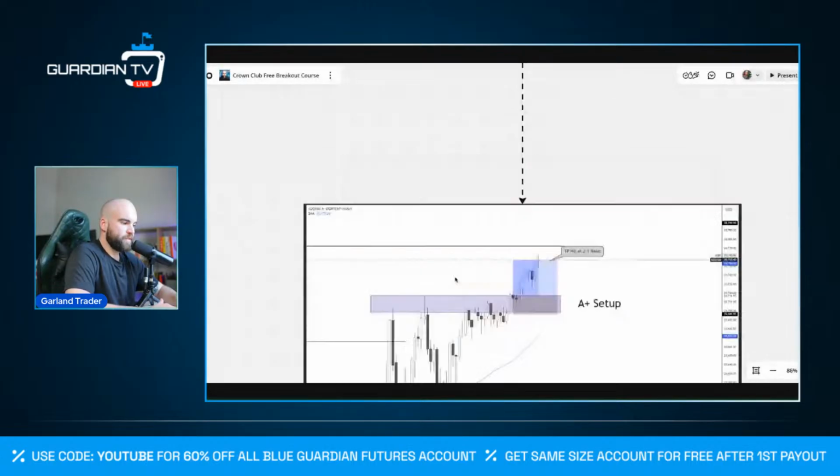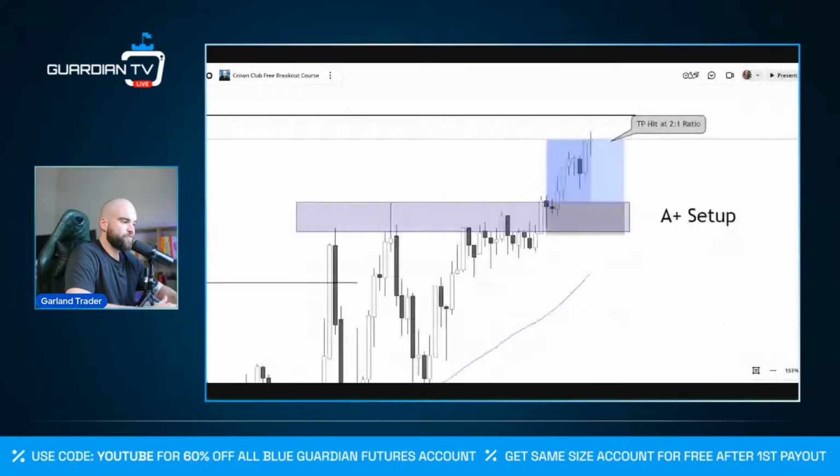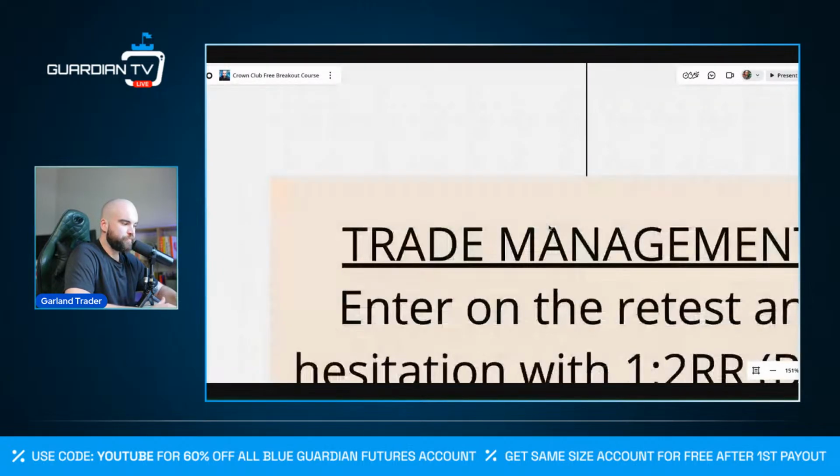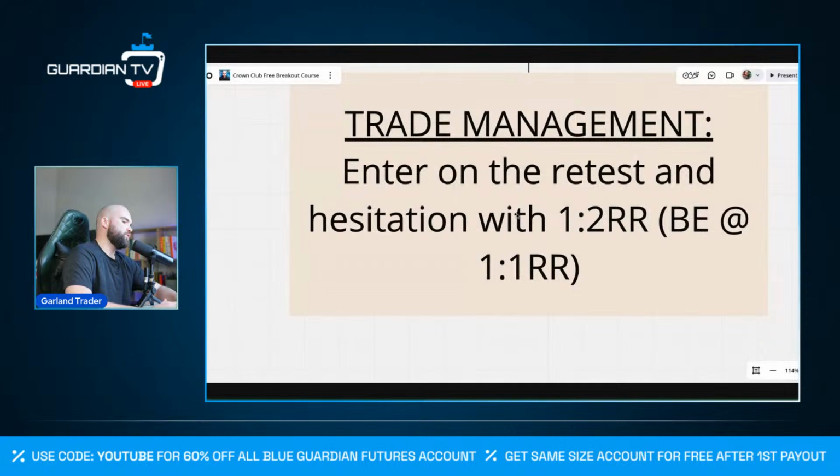Generally, I skip the hesitation part unless we have extended further. So if price has pushed up here before coming to retest, then I'm going to wait for price to start to reject, especially if it's come down with quite a lot of momentum. However, if we've just broken above like this, I'm cool to just get in as soon as it retests. Then we want to manage it as follows.